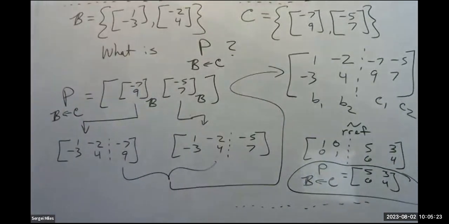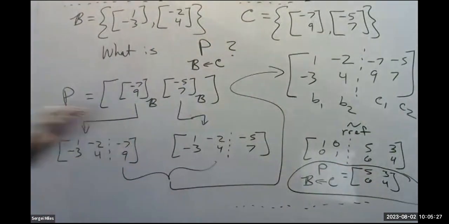Now, if you want to find the matrix from B to C instead, well, you could just take the inverse of this and you're done, right? It's a 2 by 2, so finding the inverse of a 2 by 2 is not hard to do. And we're golden. All right, so we have this example.